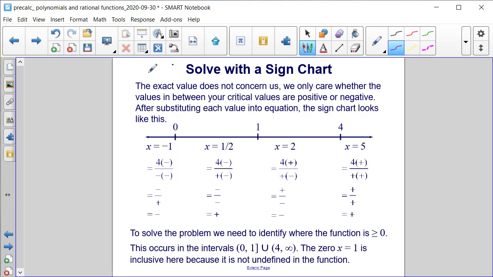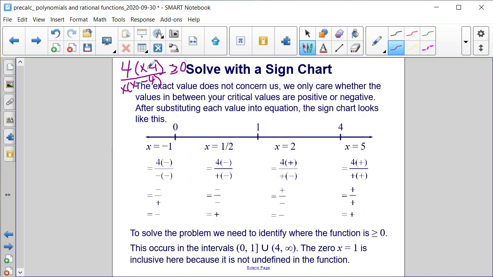So let's actually start by rewriting that inequality. When it was in simplified form, it was 4 times x minus 1 over x times x minus 4, and this rational function is greater than or equal to 0. And again, we found that the critical values were 0, 1, and 4. So we selected negative 1, 1/2, 2, and 5 as x values that are in between, or our test points.